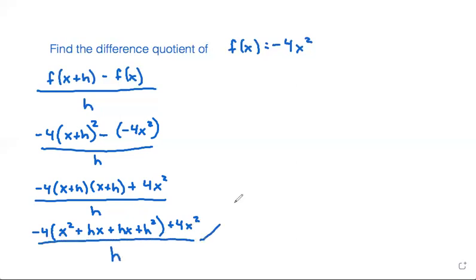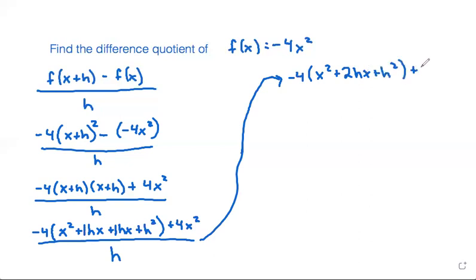So coming up to here for more room, I'll add my hx and another hx, which are like terms. They have invisible coefficients of 1. And so when I add that, it'll make 2hx. So this will give me negative 4 times x squared plus 2hx plus h squared, and then plus 4x squared all over h.